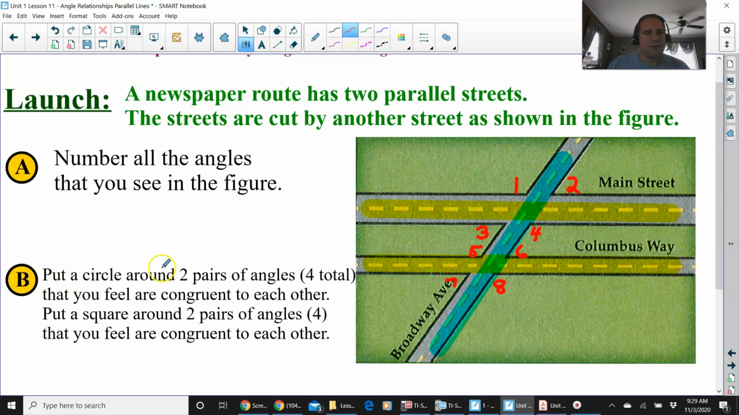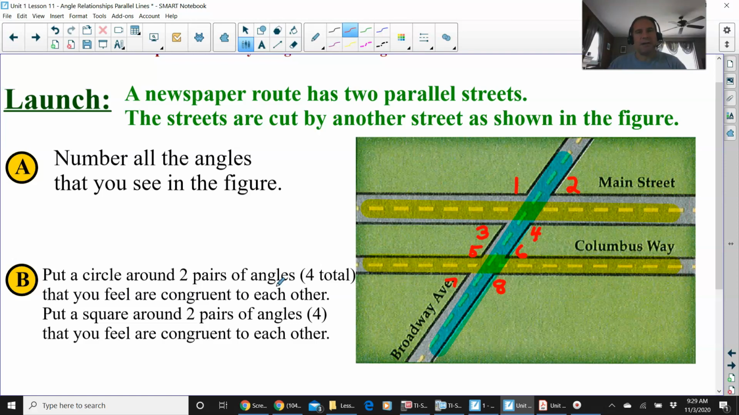It says put a circle around 2 pairs of angles, 4 in total, that you feel are congruent to each other. So go ahead and then put a square around 2 pairs of angles, which are 4 in total, that you feel are congruent to each other.